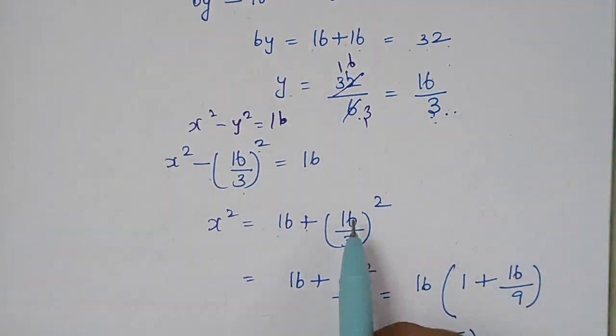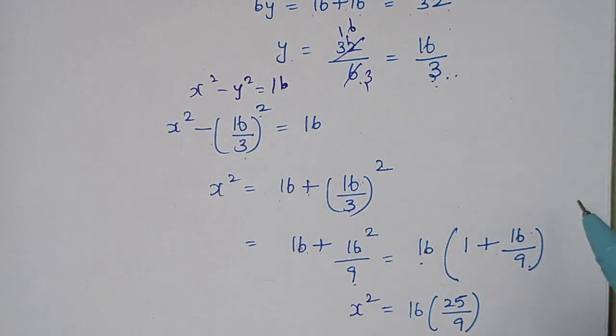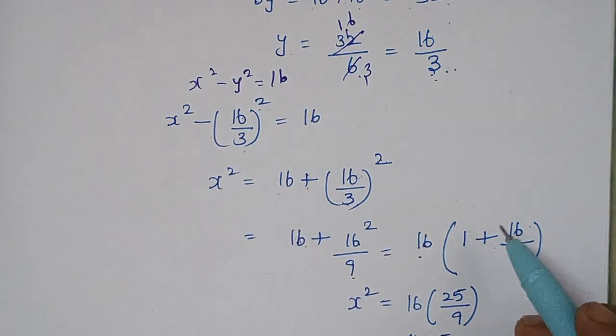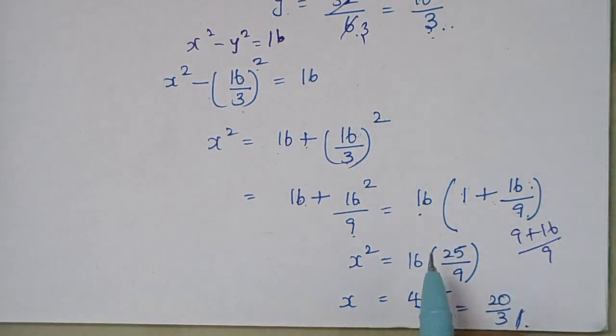And again, I am squaring these numbers. So, 16 plus 16 square by 3 square, which is 9. Right. Since both the numerator terms have 16, I am taking this 16 outside. So, when you take this outside, the remaining term will be 1 plus 16 by 9. Right. So, again when you take LCM, 1 into 9 is 9. So, 9 plus 16 by 9 is 25 by 9 here. And this is your X square part.